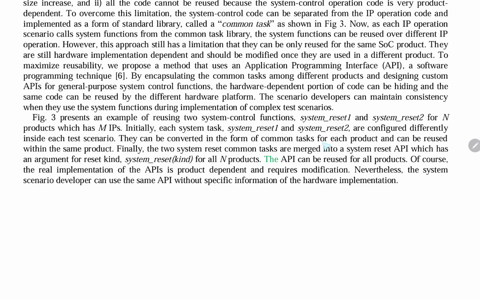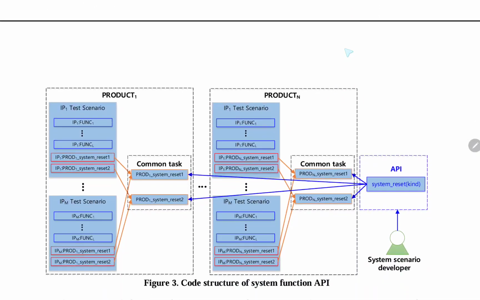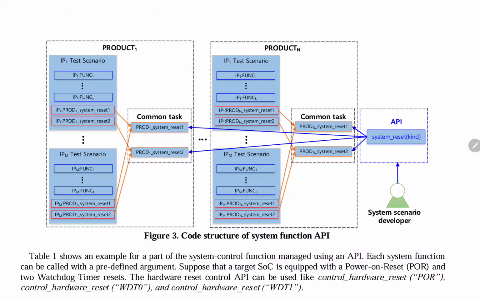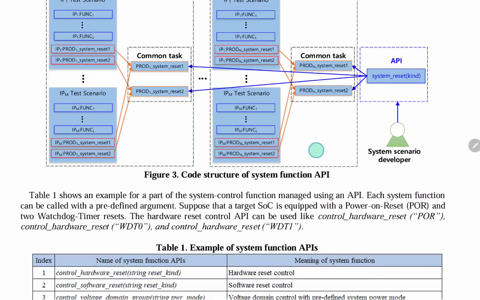So finally, the two system reset common tasks are merged into a system reset API which has an argument for the reset kind, the system reset kind for an end product. The API can be reused for all products. Of course, the implementation of the APIs is product dependent and requires modification. Nevertheless, the scenario developers can use the same API without specific information of the hardware implementation. So figure 3 is called the structure of the system function API.